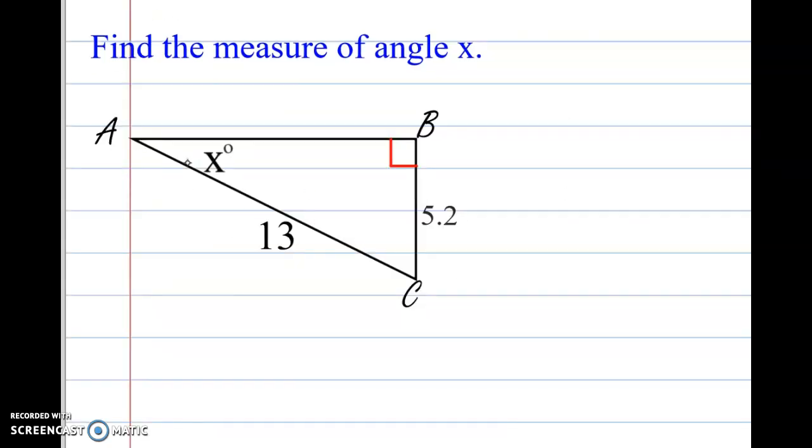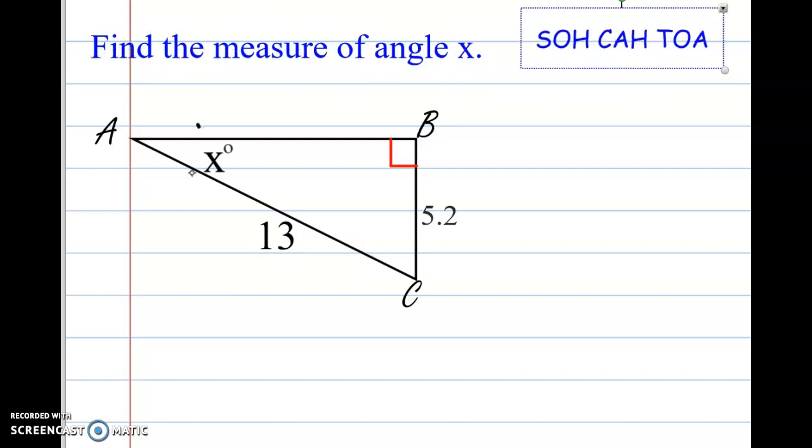Okay. One more for you to try, and again, I'd pause the video, try it, and then come back and start watching and check your answer. All right, so I'm going to start with, is it a Sin Cos Tan problem? And so we have opposite angle x and hypotenuse. So that would be sine again for this one. So I'm going to say sine of angle x equals opposite 5.2 over hypotenuse 13.